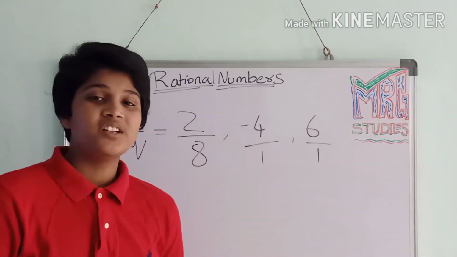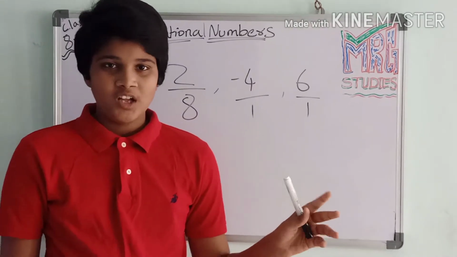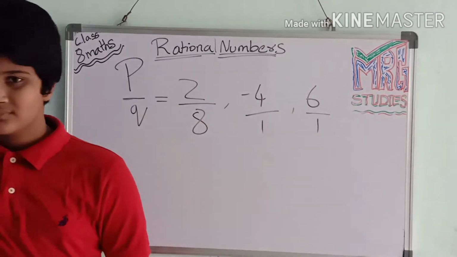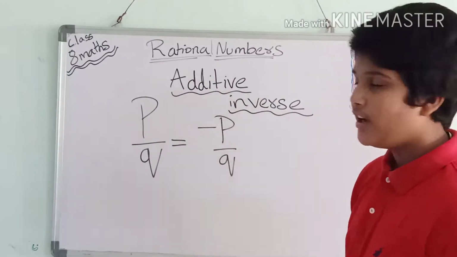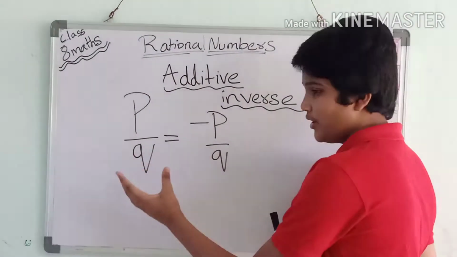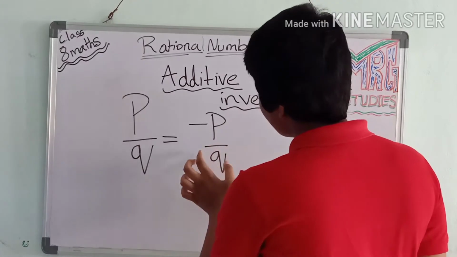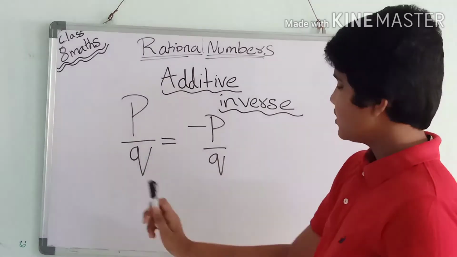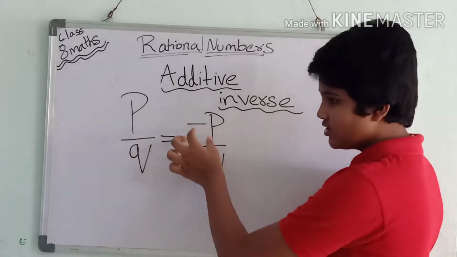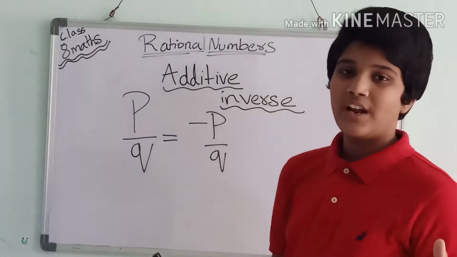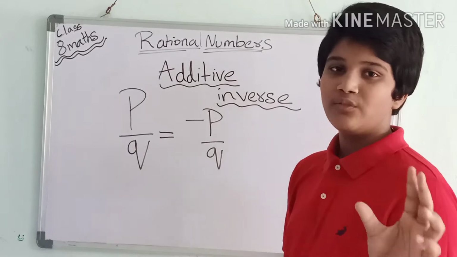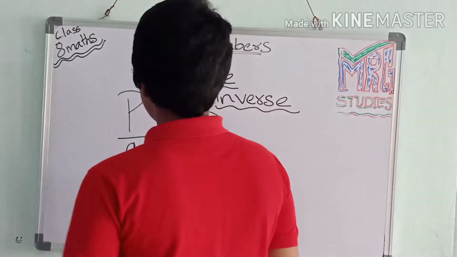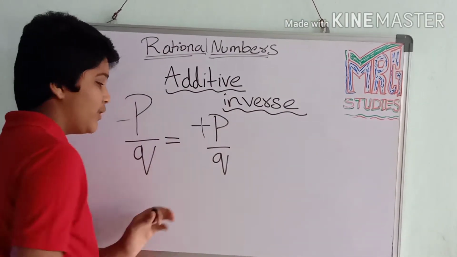Now in rational numbers there are two types of inverse: additive inverse and multiplicative inverse. Now I will tell you how to do the additive inverse. See here, for example, p by q is there. In the answer we write minus p by q. When there is plus, in the answer we should write minus, like a transformation. When it is plus here, it will be minus, and when it is minus here, it will be plus, like that.